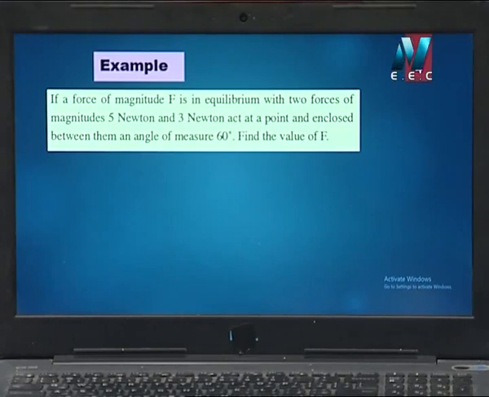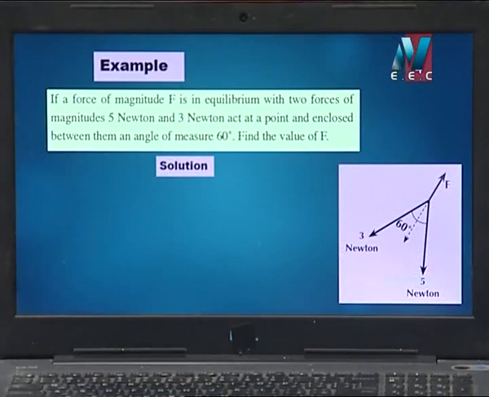We have here a question, it is a simple one, and we try to draw it. This is the solution. If we draw these two forces, we have the first force, which is equal to 3 Newton, the second one, which is 5 Newton, and enclosed between them 60 degrees. So, for equilibrium, we must find the magnitude of this force, and it acts in the opposite direction of these two forces. So we would like to find the resultant.